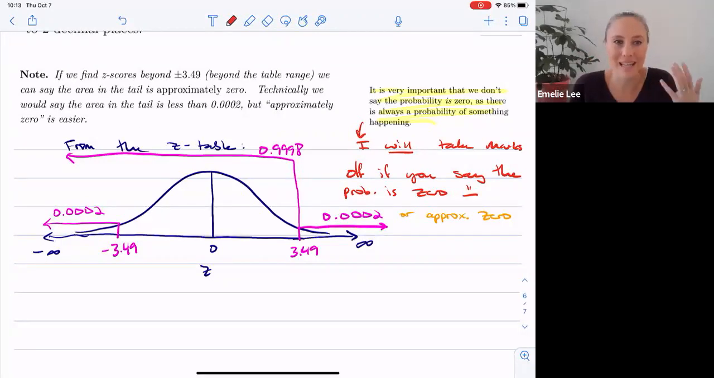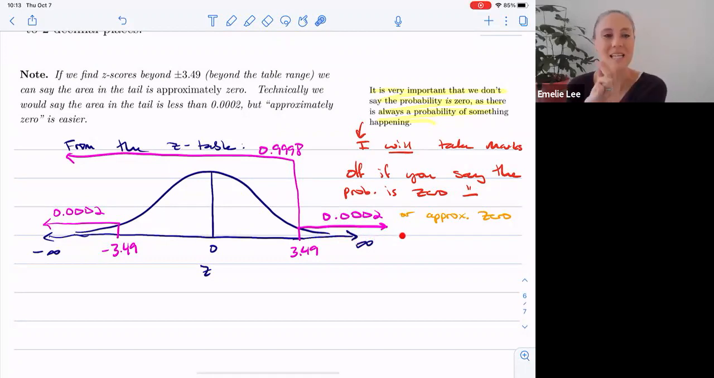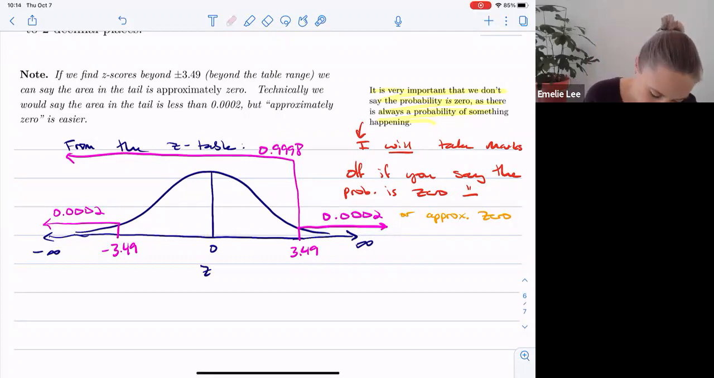And so, like I said, there is always a question where a Z is way out here in the tail. Let's say you find a Z score of 12. What's the probability of seeing a Z score as extreme or more extreme than 12? Well, approximately 0.